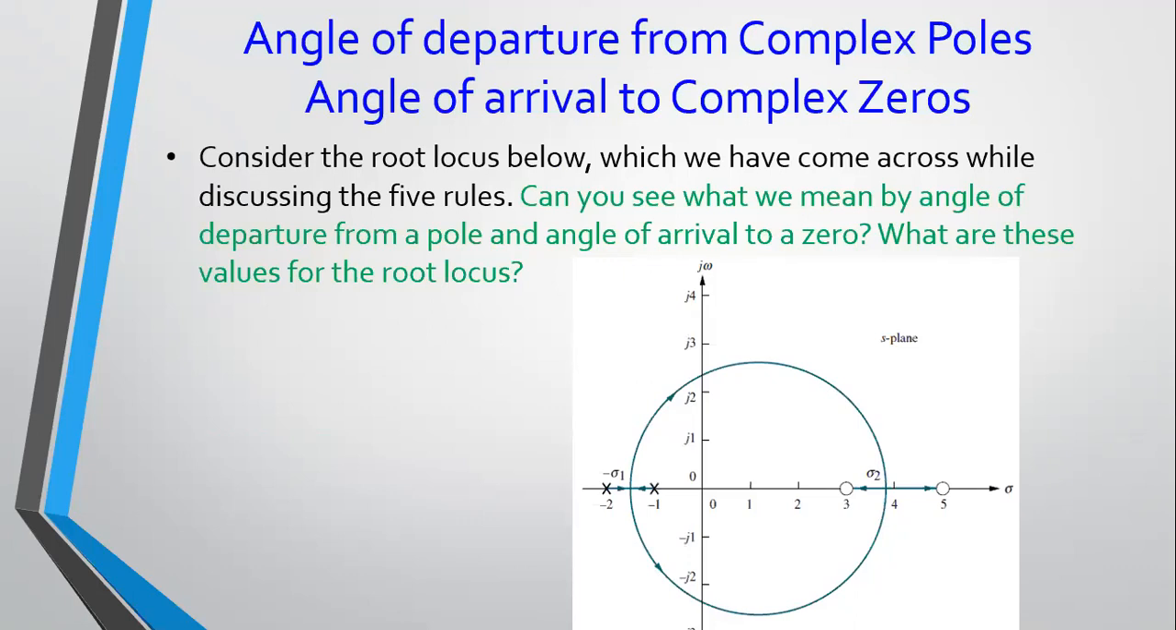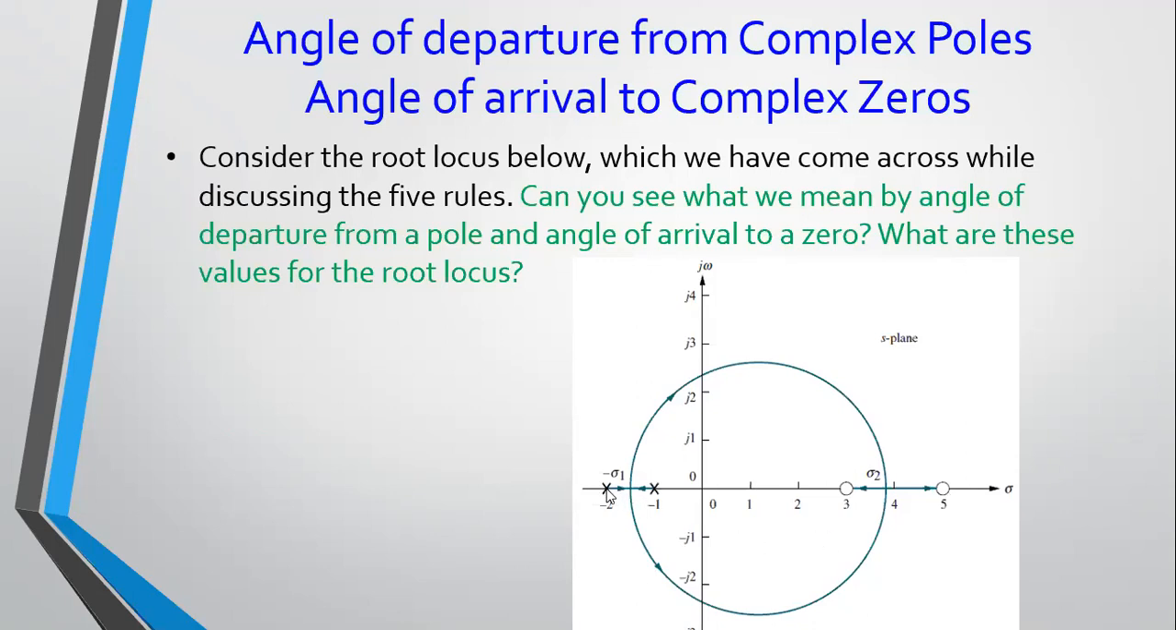Now, the last topic that we're going to look at in this section on refining the root locus is the angle of departure from complex poles and arrival to complex zeros. Okay, let's consider this root locus which we've just looked at. Now, what do we mean by the angle of departure from complex poles and angle of arrival to complex zeros? It is simply this one here.